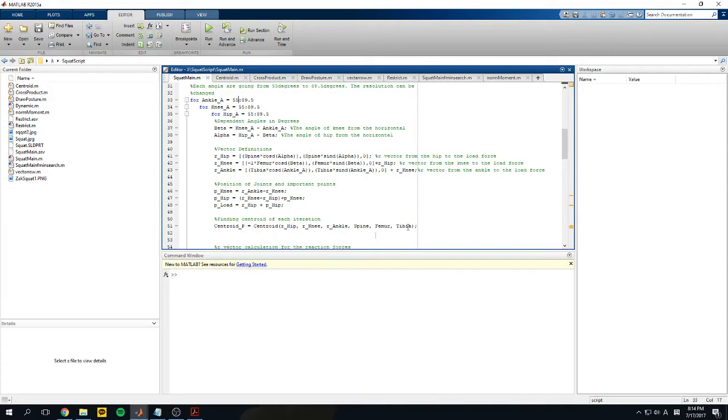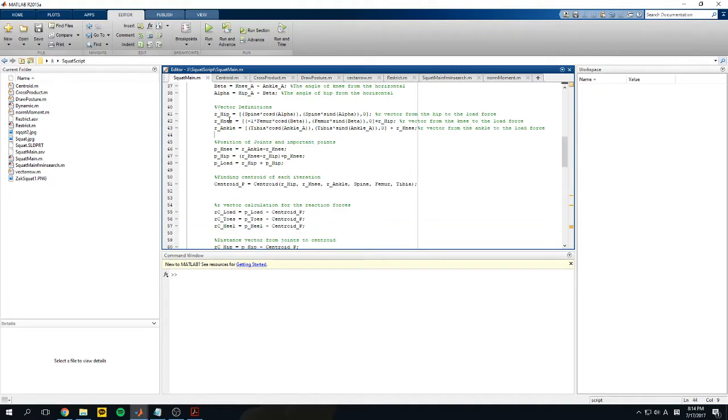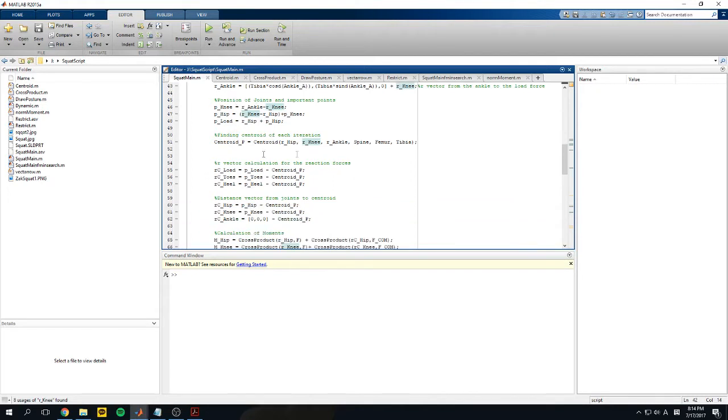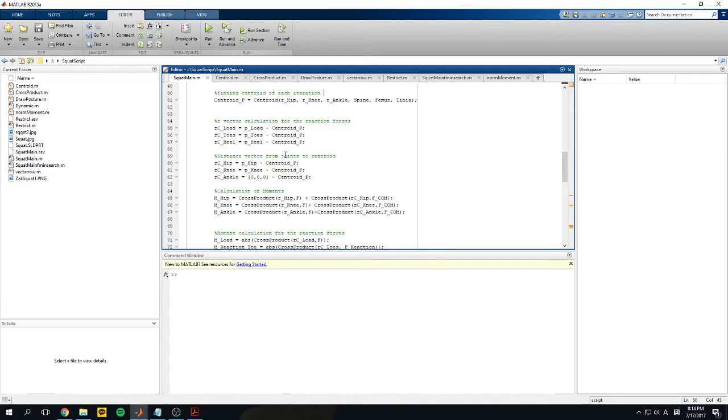There are some geometrical definitions that we had to make. This code right here is to find the R vector in order to find the moment using the cross product. So R hip is the R vector from the hip to the load, R knee is from the knee to the load, and R ankle is from the ankle to the load. There are some positions that had to be defined in order to solve some math. And finally, and really importantly, the centroid of each posture at each iteration had to be found using the centroid code. There are some more R vectors that had to be calculated in order to account for the moment.